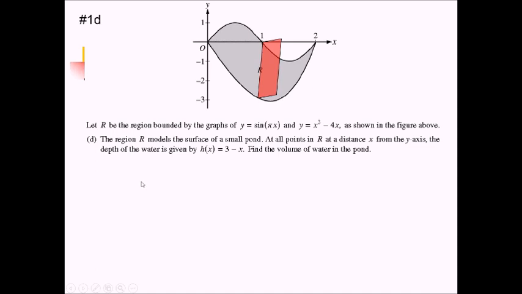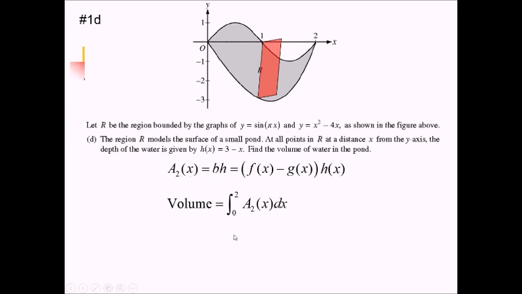So I'm going to write a sub 2 of x equals b times h. This is just rectangle area. And I'm writing a sub 2 just so I don't confuse this with the area formula that I wrote back in part C. Now the base of these rectangles is just the distance between these two functions, so f of x minus g of x, and the height of these rectangles is just this h of x function here. It's a depth, we're going down instead of up, but it's the same kind of deal. So now I just have to take the integral from 0 to 2 of this a sub 2 of x dx. And let me do that on the calculator.